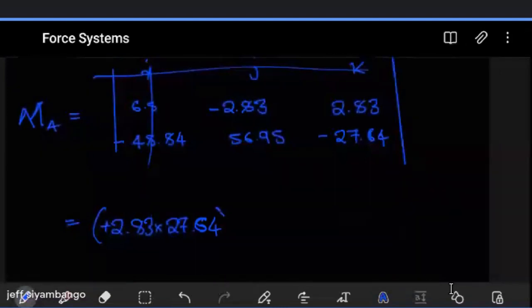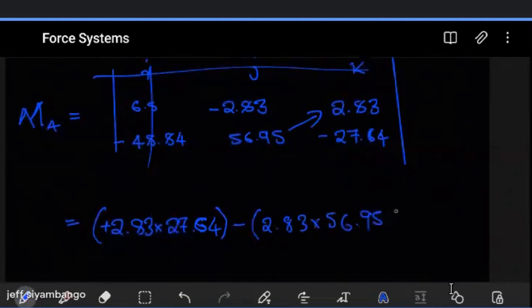And then this is minus these two. So these two, it's going to be 2.83 by 56.95. All this, the unit vector it's going to have is the I that you silenced earlier on.